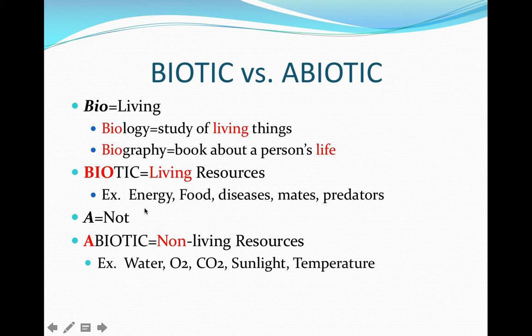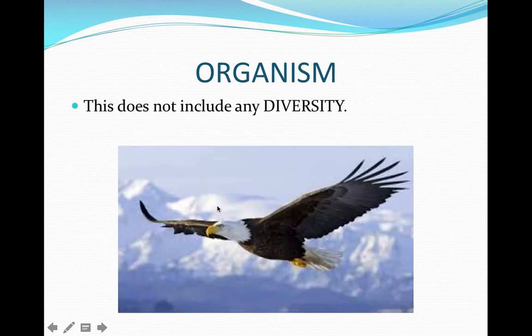So this is just a slide telling you the difference between things that we call biotic, living, or abiotic, non-living, which we already talked about. So using the bald eagle as an organism, there's one individual member of a species. It's the bald eagle. It's an organism because he's all by himself, and there's no diversity here. There's just one, no diversity.